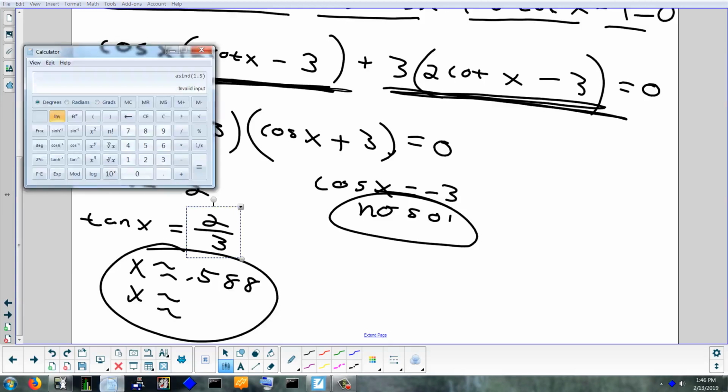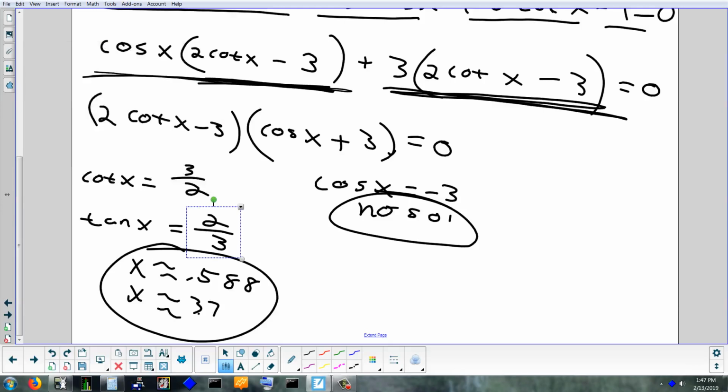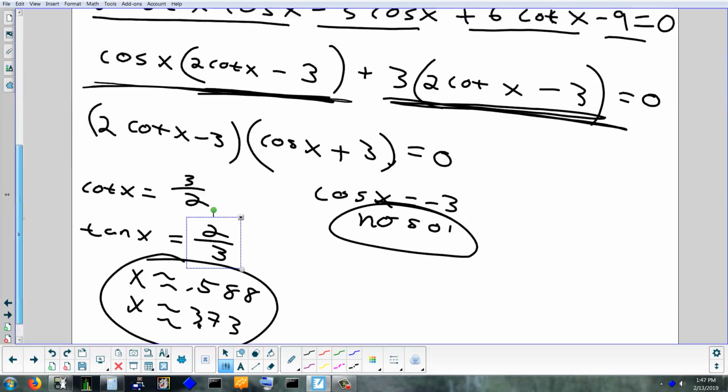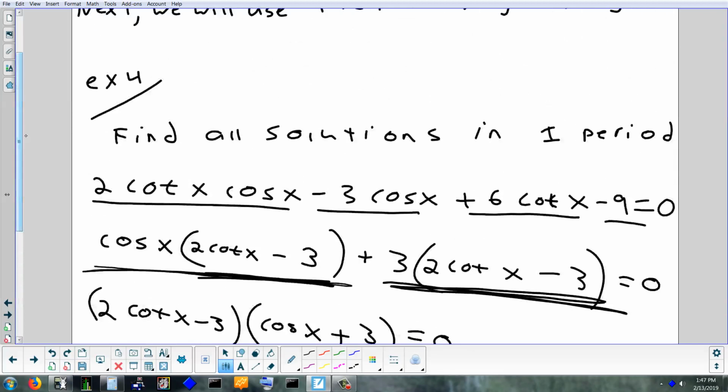Pi plus reference angle. 3.7, we'll just say 3.73. Now, I'm just going to go up and make sure there weren't any directions. Find all solutions in one period. All right.